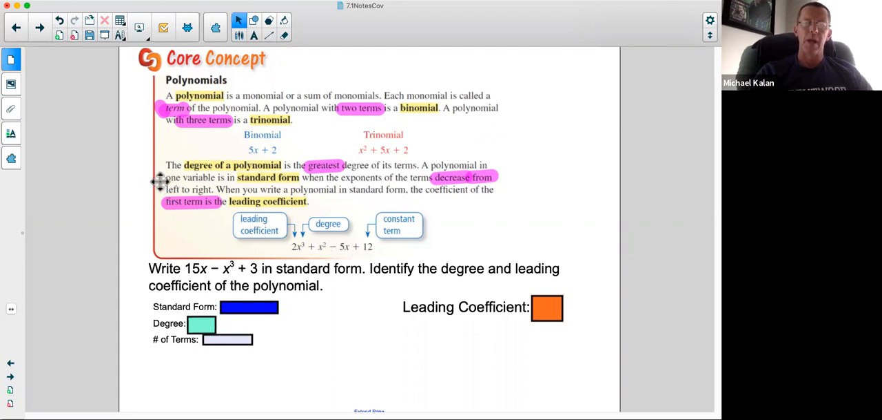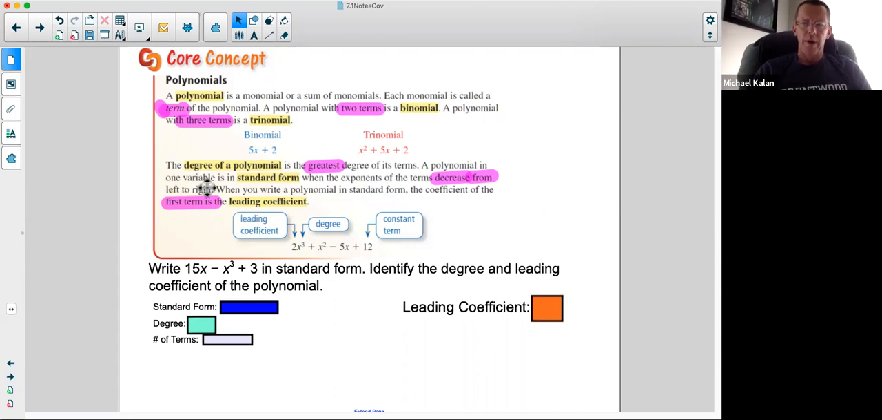Okay. All right. So the degree of a polynomial is the greatest degree of its terms. You look at each term individually. Whichever one of those terms individually has the greatest degree, that's the degree of the entire polynomial. Okay.